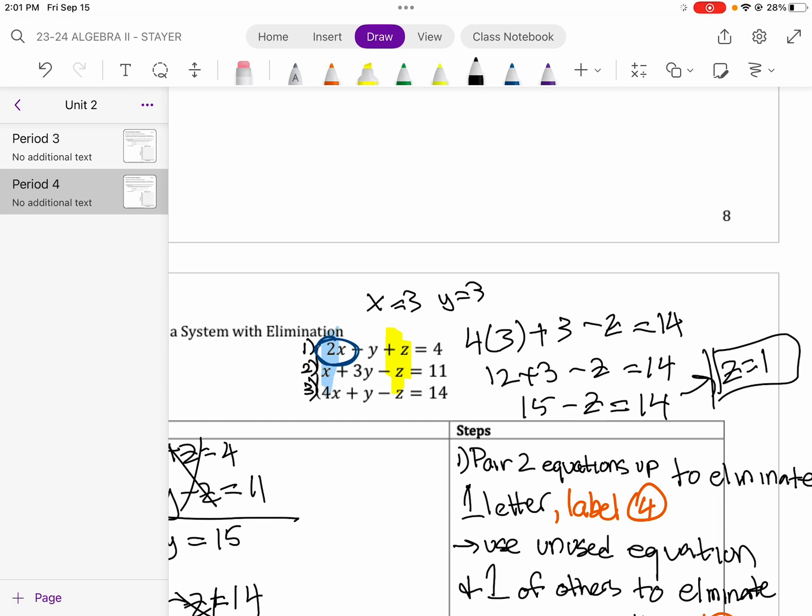15 minus what number is 14? 15 minus 1 is 14, at least the way that I wrote it. You could subtract the 15 over and get negative Z equals negative 1, which means Z is 1 right there. Okay? Students, how would I write my answer? Which number has to come first? X has to be first. Brandon, what has to come next? Y or Z? Why? Because I said so. That's why.